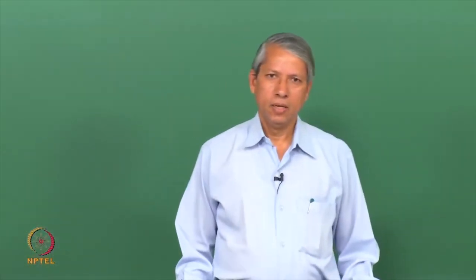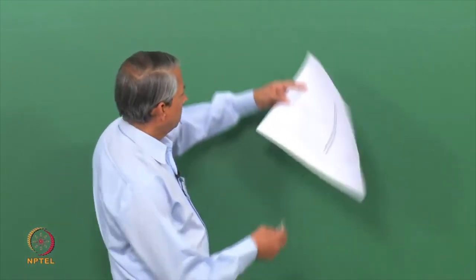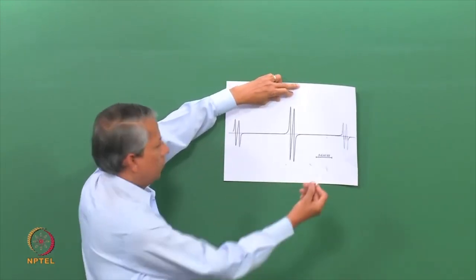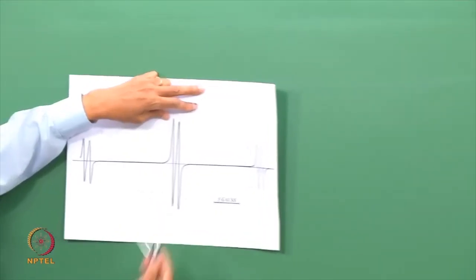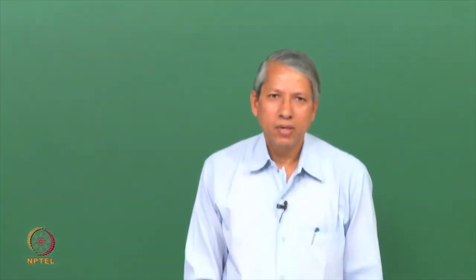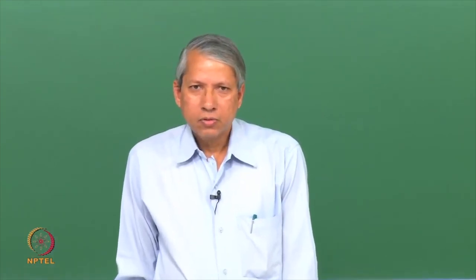We have just now seen how to analyze first order EPR spectra which are recorded on paper, and use these two important tools: one is my divider and the other one is this ruler. This may sound old fashioned because nowadays almost all EPR spectrometers are interfaced with computers and one rarely gets spectra printed on paper, but they are available in electronic form and one can analyze them on the computer.